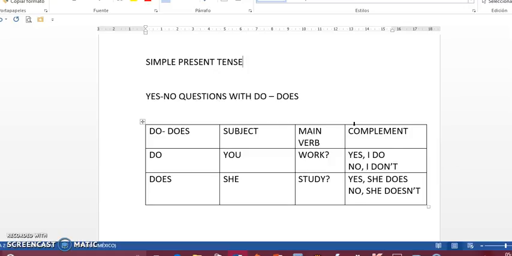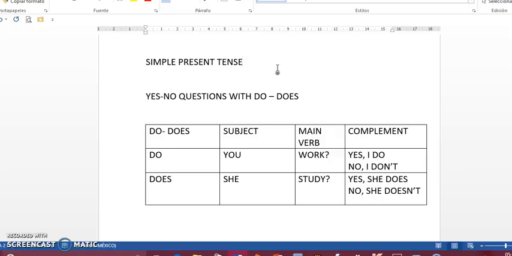We have here the yes-no questions with do and does. Remember that in the simple present tense, we are going to use do and does. Do and does are called helping verbs. Helping verbs because they are going to help me to ask questions and also to make negative verbs. In this occasion, we are going to review about how to ask yes-no question. Why are they called yes-no question? Because the answer has to be yes or no. Therefore, they are called yes-no question.